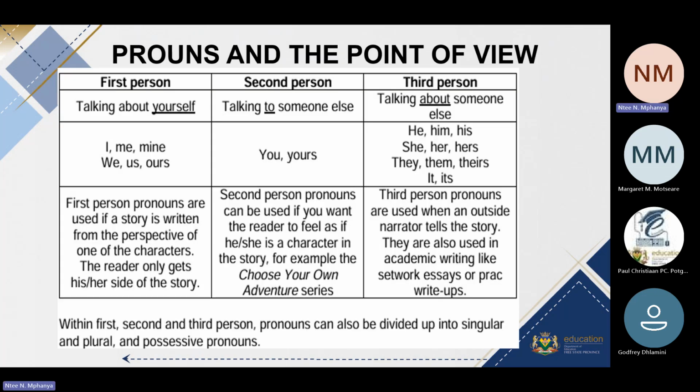And this is a table for the point of view, first person, second person, third person, as they relate to pronouns. I won't go through it because of time, but this is what you can use in your class for practical purposes.